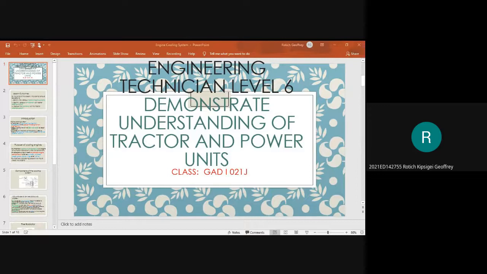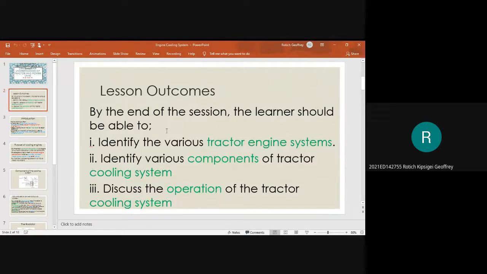So today we are going to discuss a tractor. A tractor has an engine and it's also a source of power. In a tractor, we have several systems. Our lesson objectives, or the outcomes, for today are: we'll identify the various tractor engine systems. We'll also identify the components of the tractor cooling system. And we'll discuss the operation of the tractor cooling system.